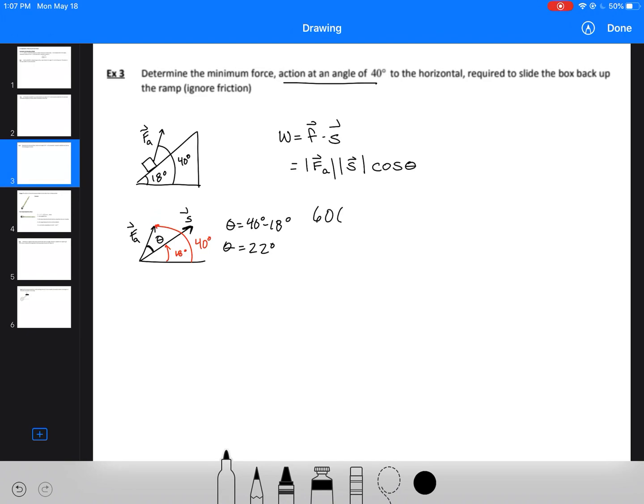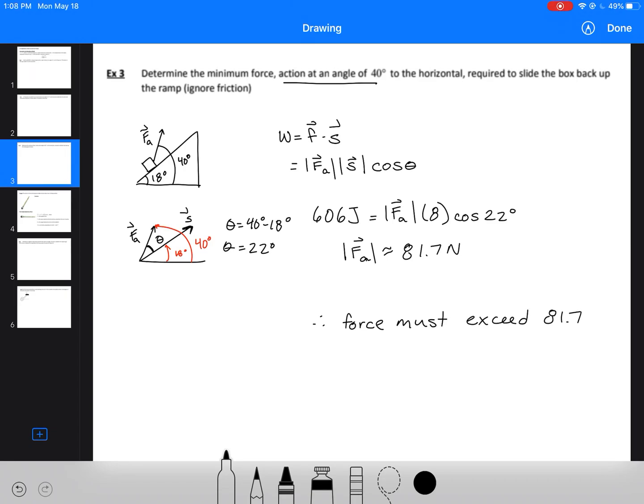So I know from example 2 that my work done is 606 joules. I'm looking for the magnitude of my applied force, so I can leave that as a variable. I know that I'm going back up the ramp, so 8 meters. And then the cosine of the angle between them, which I just found, was 22 degrees. So then I can solve for that, use my algebra knowledge and my calculator, and get approximately 81.7 newtons.